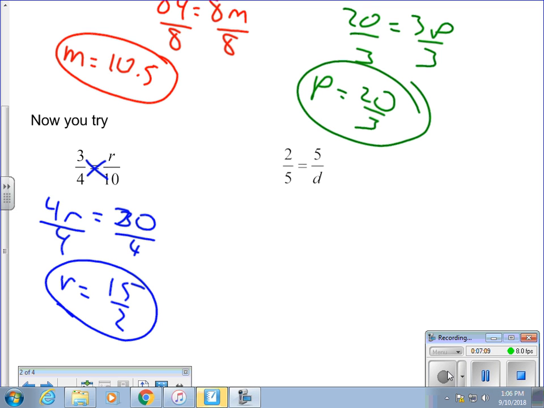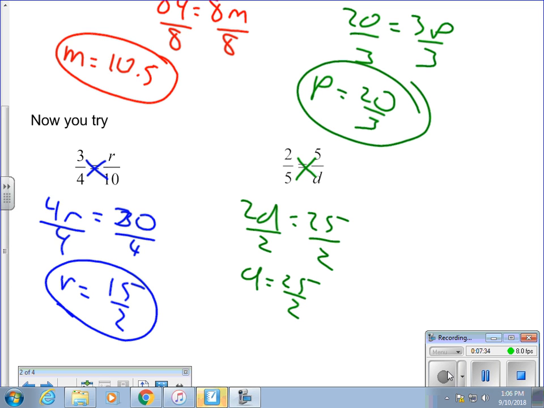Okay. Same thing here. 2 times d, 2d, 5 times 5, 25. Divide both sides by 2. D equals 25 over 2, or that would be 12.5. 12.5 is good too.